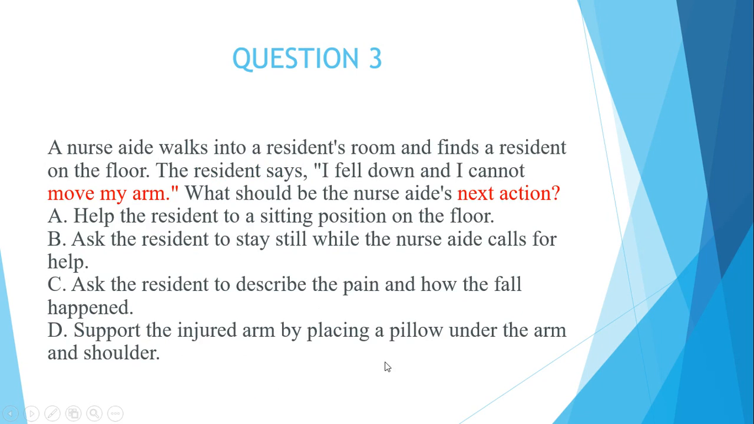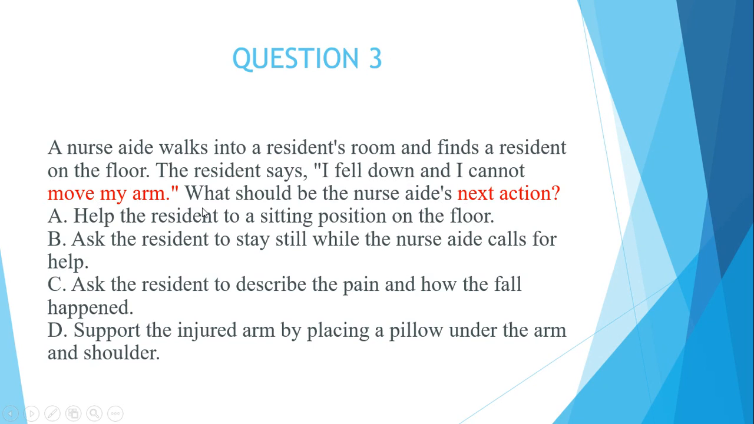Question number 3. A nurse aide walks into a resident room and finds a resident on the floor. The resident says, "I fell down and I cannot move my arm." What should be the nurse aide's next action? Remember, this person says she fell down. But the critical point here is I cannot move my arm. Then the question is, what will you do next?